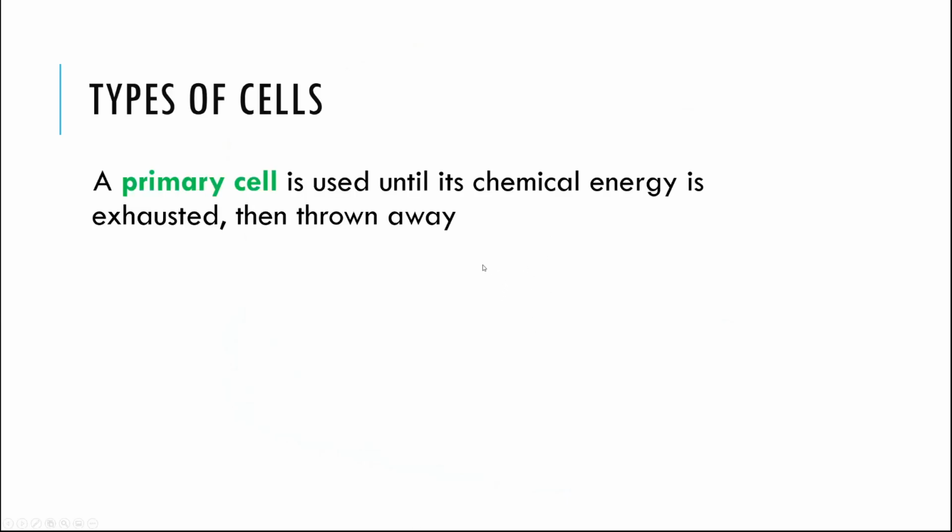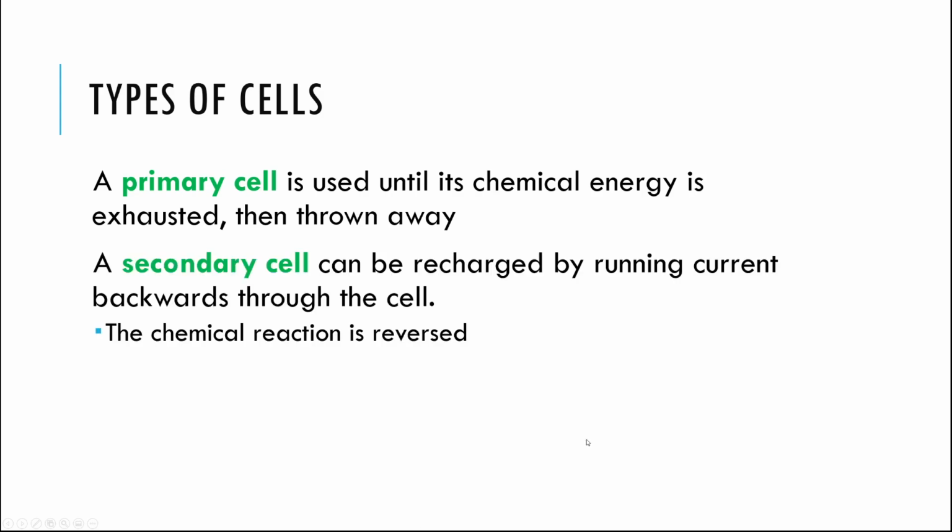There are different categories of cells. The primary cell is a disposable one, like a regular old AA battery. The 9-volt batteries we've been using in breadboarding are primary cells. It's a cell or battery that is used up. We use the chemical energy, and then it runs out of juice and we have to dispose of it. Of course, there's another type called the secondary cell, and these are rechargeable.